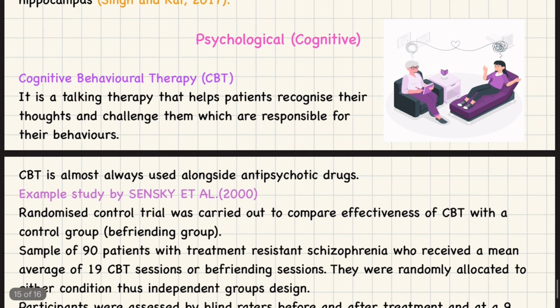So in cognitive behavioral therapy, a patient will tell the therapist their thoughts, for example, I have this problem, or I have negative beliefs, that people think that I'm weird, or they don't like me, or they hate me, and the therapist is going to help them recognize their thoughts. They're going to help them challenge their thoughts. They're going to question them, why do you feel this way? How can it be made better? And all that. So it is a talking therapy, and it is almost always used alongside antipsychotic drugs.